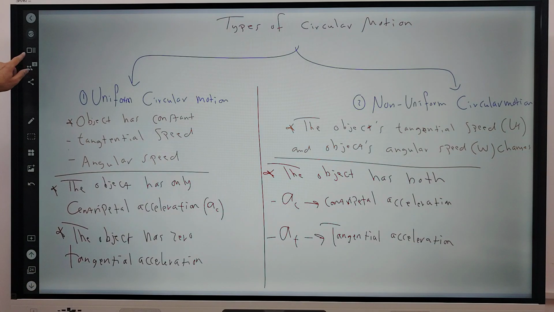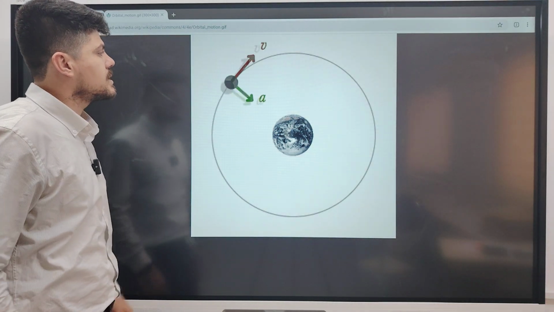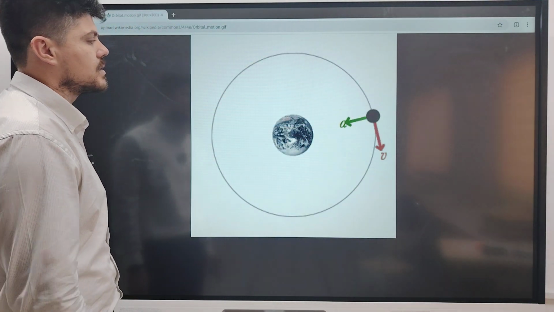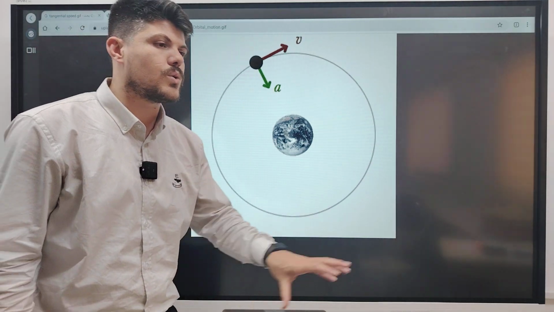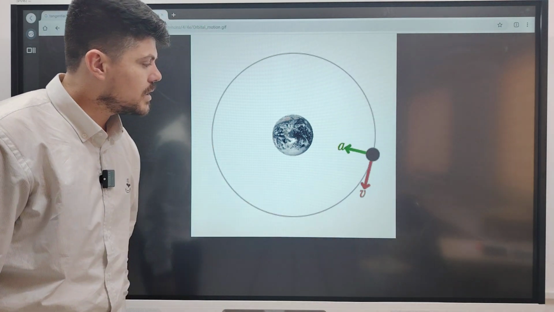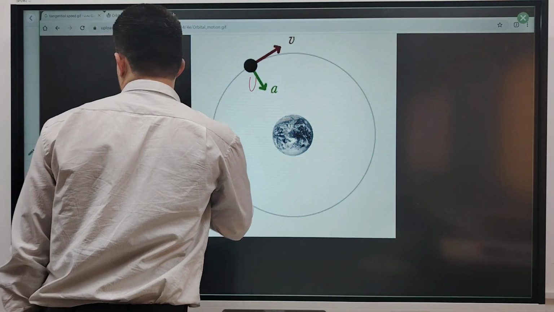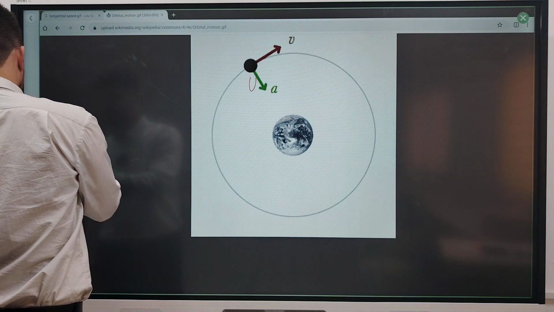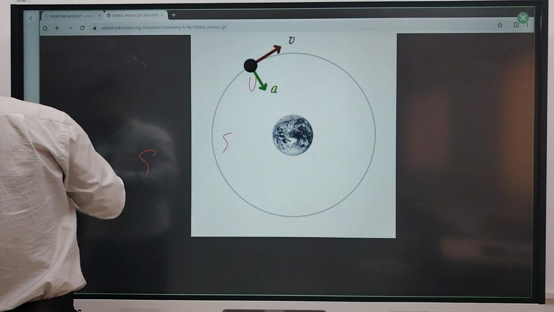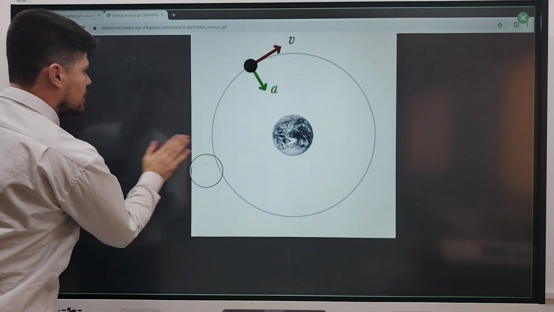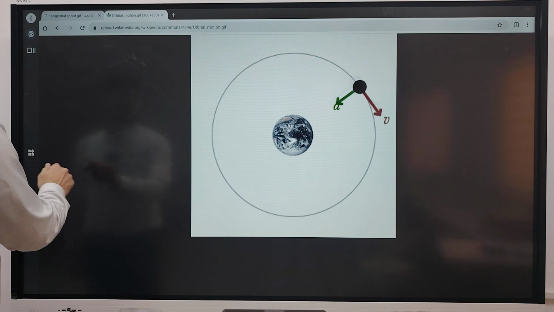Okay, look at this animation. For example, when the Moon is orbiting around the Earth, what is the type of this motion? Is this motion a uniform circular motion or non-uniform circular motion? So you can see it, this is uniform circular motion. What is this? This is uniform circular motion. So the type of this motion is what? Uniform circular motion. Okay.